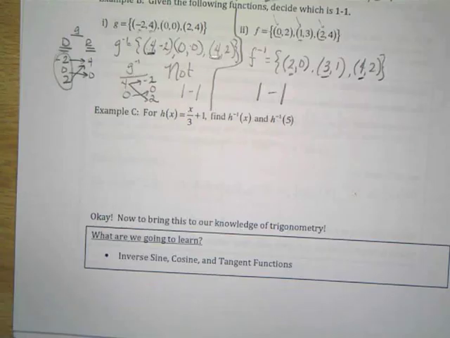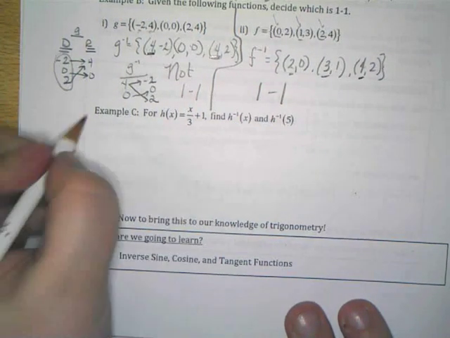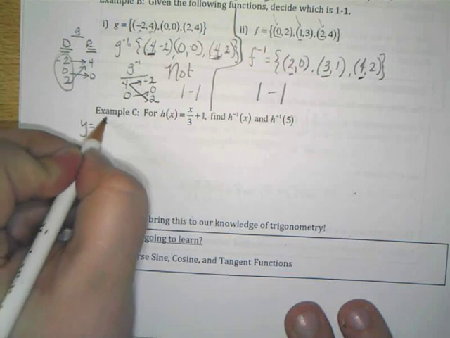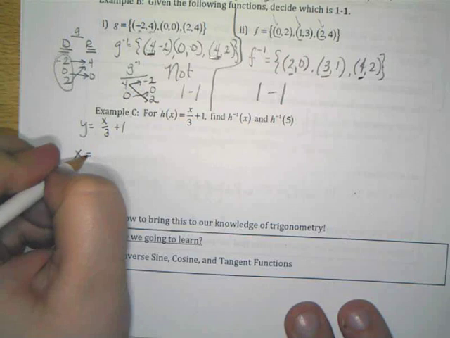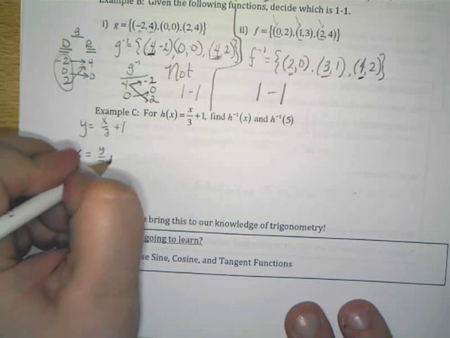Okay, so let's try example C here. So they give us a function, and the first thing we need to do is find the inverse. So here's the function. And now we're going to find the inverse. So switch your x's and your y's.